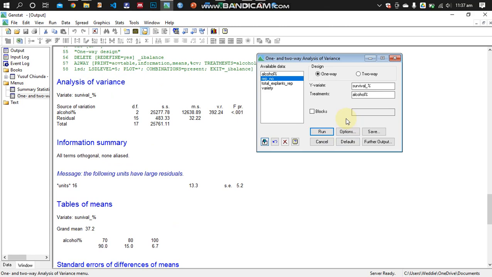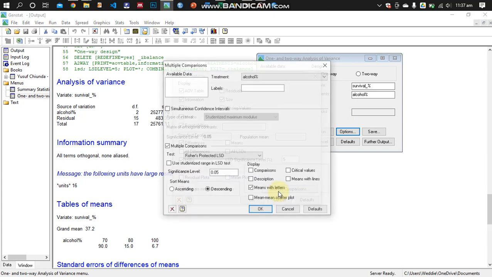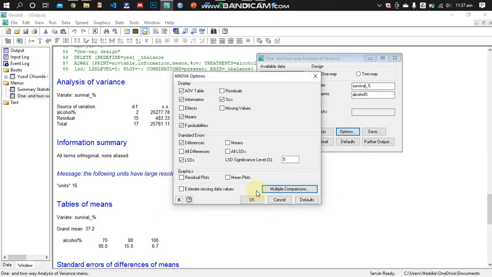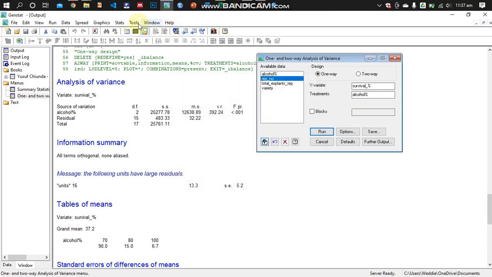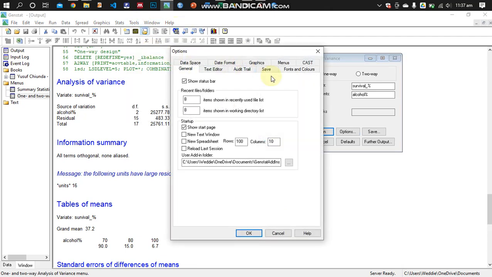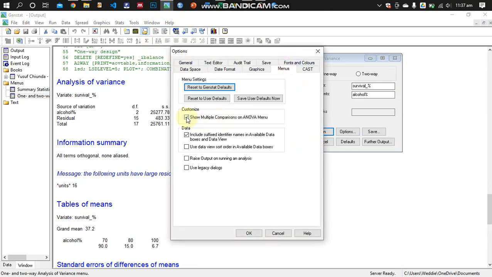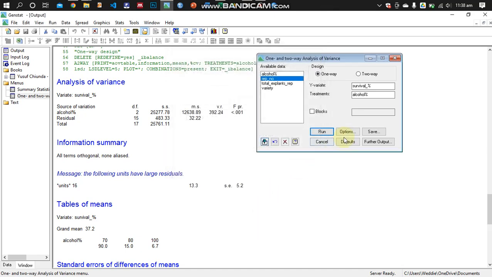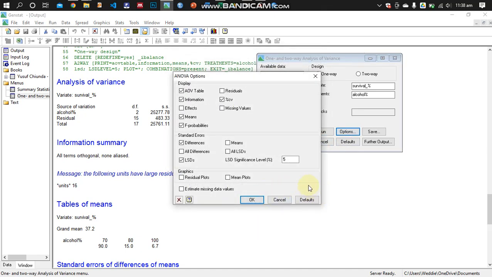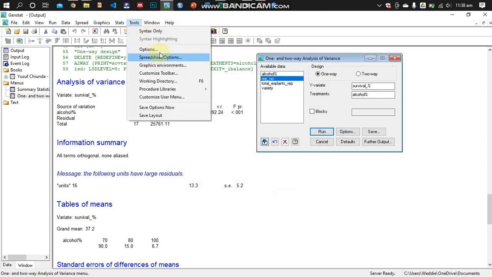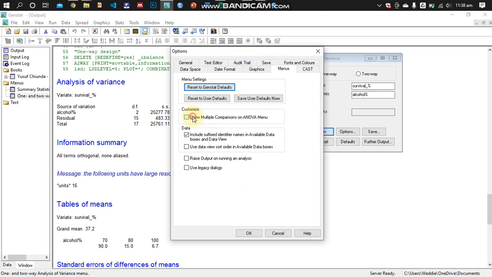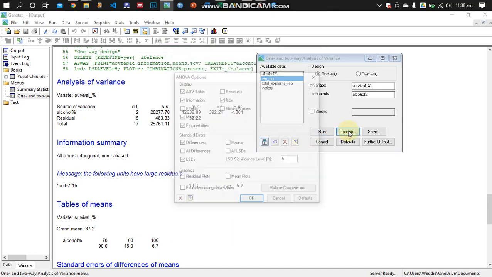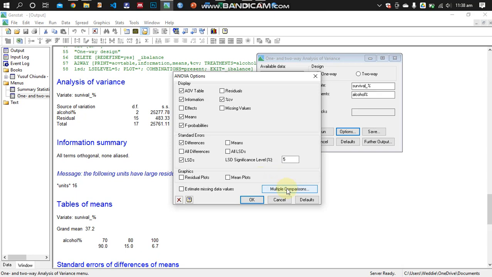For one-way analysis of variance with fewer than 5 treatments, please note that you go to options, multiple comparisons. If this part does not appear, don't panic. What you have to do is go to tools, more options, menus. If this part is not checked, the more options option goes away. But if you check it, the option comes back.